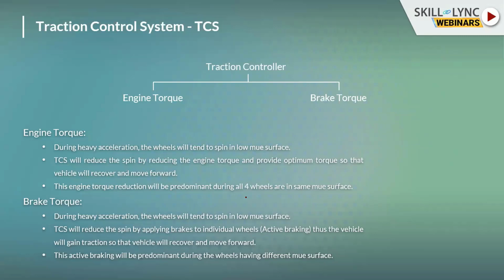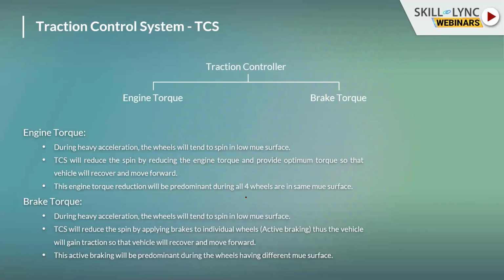Even then, if we are not gaining traction, we apply brake torque to the individual wheels to get the traction. TCS reduces the spin by reducing the engine torque and providing the optimum torque so that the vehicle recovers and moves forward. This engine torque reduction is predominant when all 4 wheels are on the same mu surface, like an ice surface or a water surface.